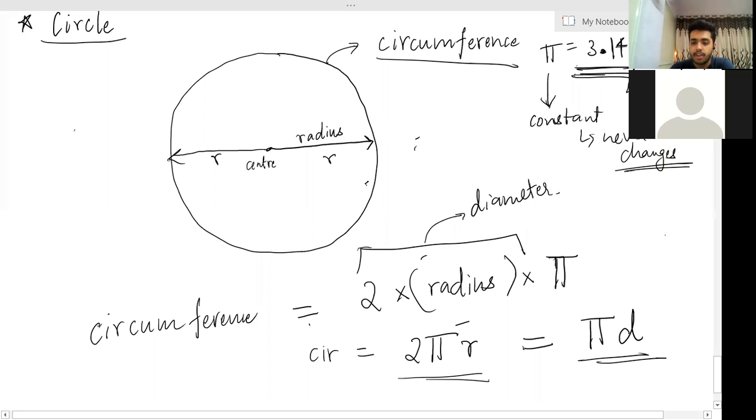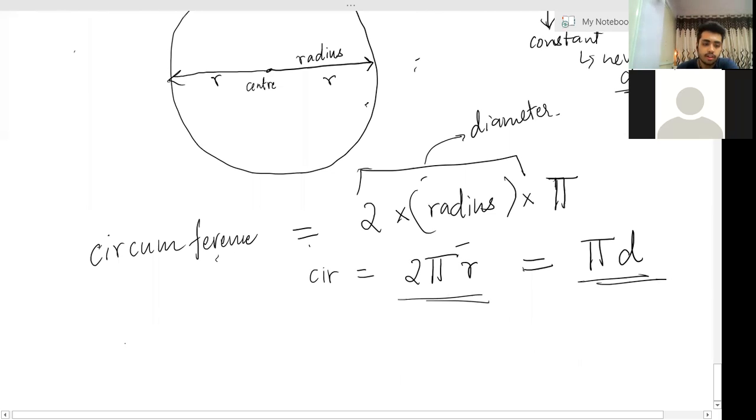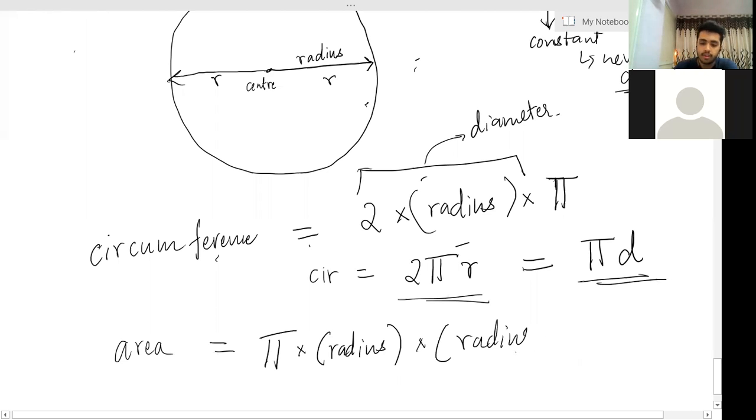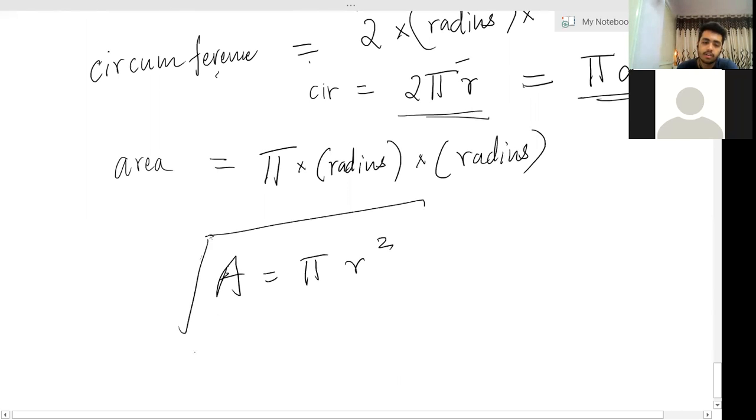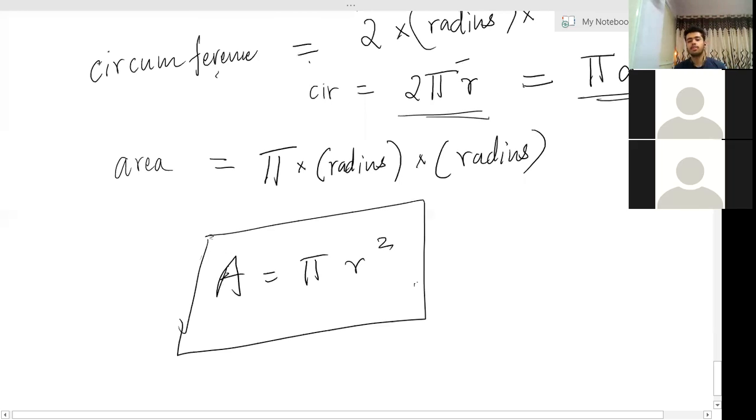Next comes the area of this circle. So the area of the circle is equal to, again we have pi into radius into radius again. So the formula for the area of the circle is pi r square. Pi r square, this is the radius, this is the formula for the area of the circle, remember this.